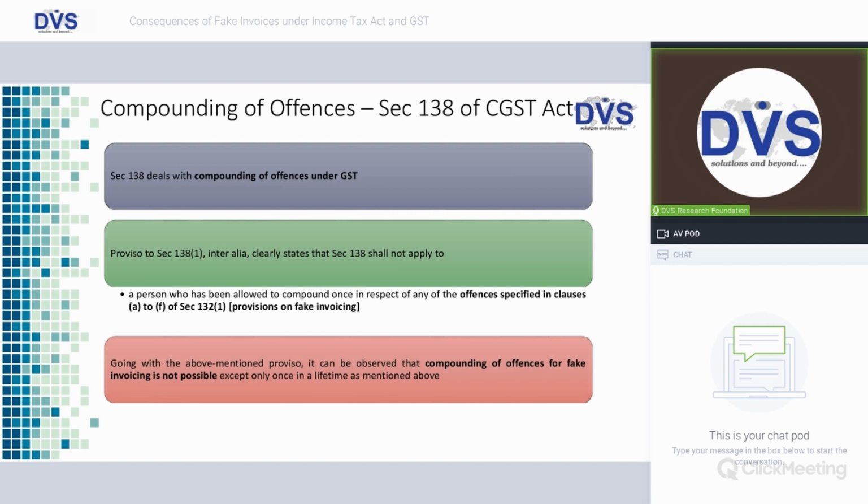Compounding of offenses. As there are punishment provisions, compounding is possible, but friends, compounding is possible only once in a lifetime. So if you are convicted for an offense relating to fake invoices, you can go for compounding only once in your lifetime. If you commit the offense a second time, compounding would not be possible.